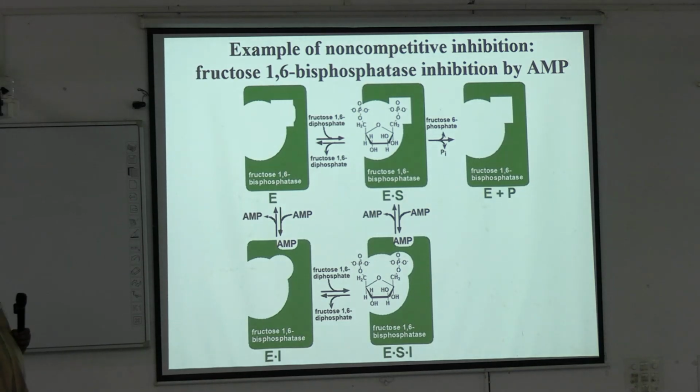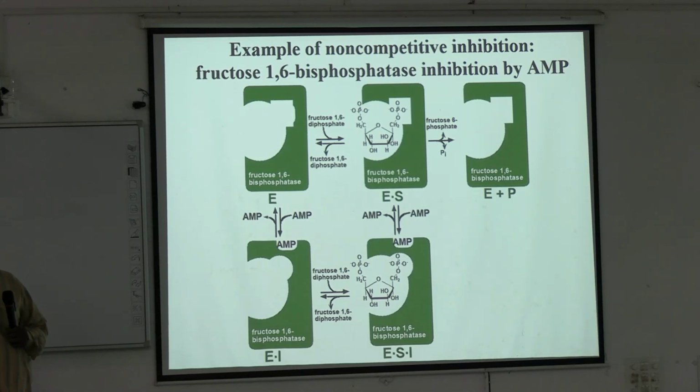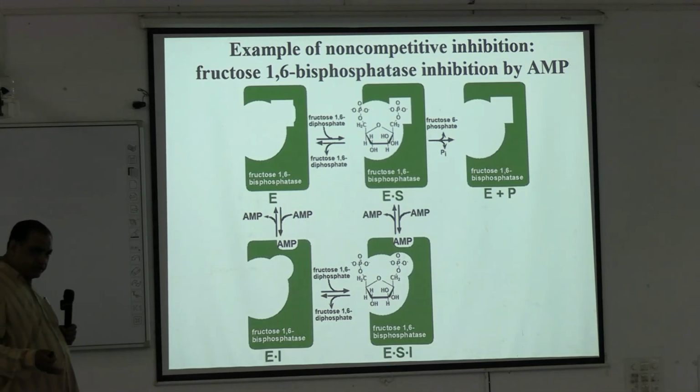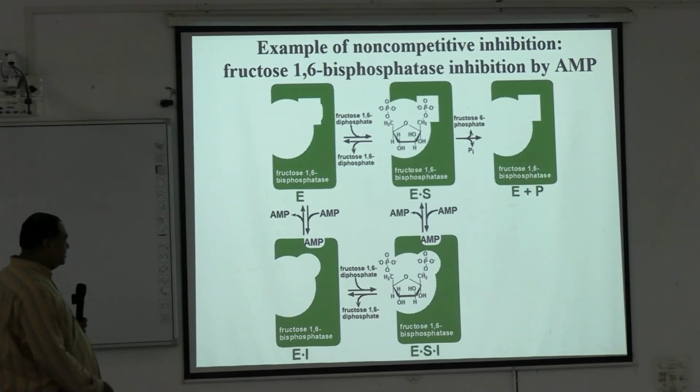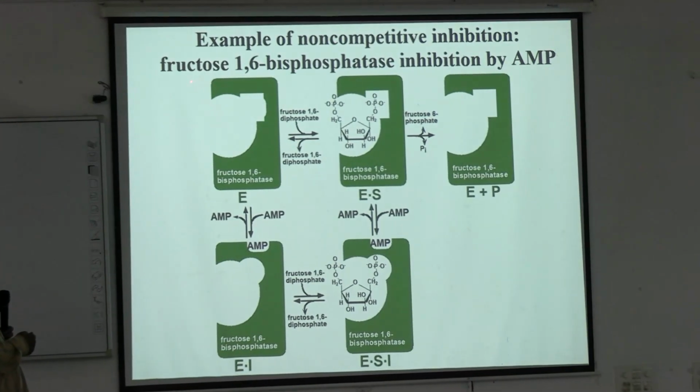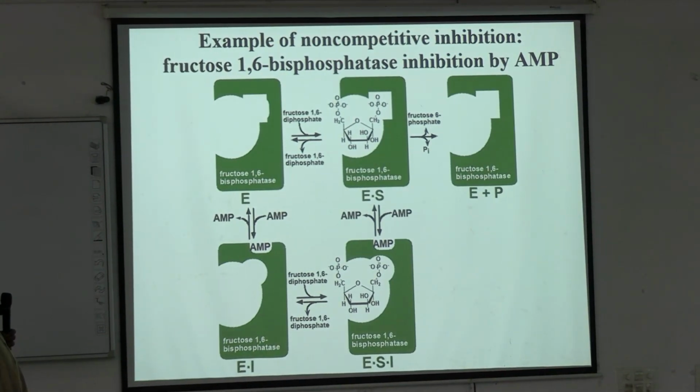Allosteric inhibition. Example, you can remember allosteric inhibitors. Actually, in the case of allosterism, we do not say inhibition or activation. We say modulation. Positive modulator or activator, negative modulator or inhibitor. So, example is AMP in fructose 1,6-bisphosphatase.